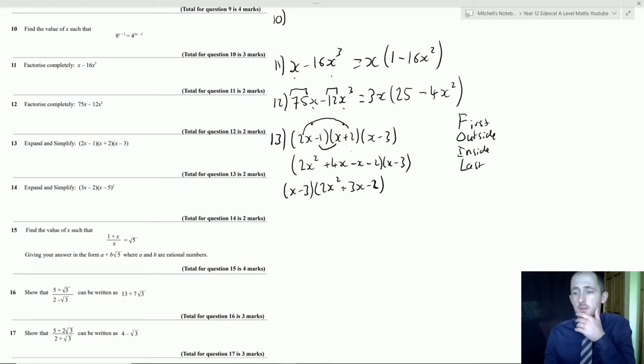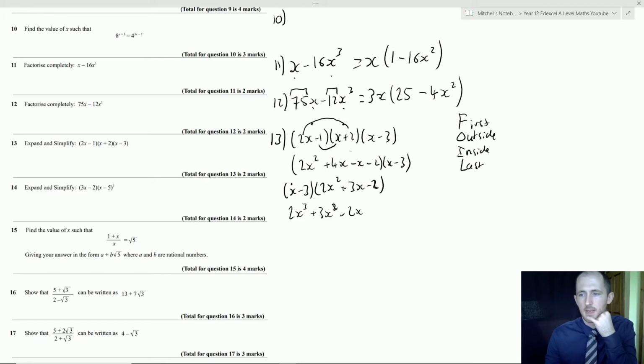So is there a FOIL for like quartic or like a 3-term bracket? No. All you need to do is make sure x is multiplied by everything in this bracket. So what I do is I literally start with the x. I do x times 2x squared is 2x cubed. x times 3x is 3x squared. Oops. x times minus 2 is minus 2x. Then I literally put a dot on top to know that I've done it.